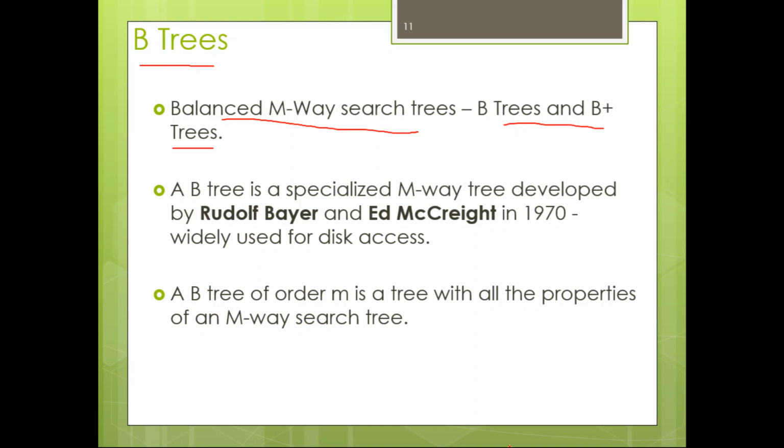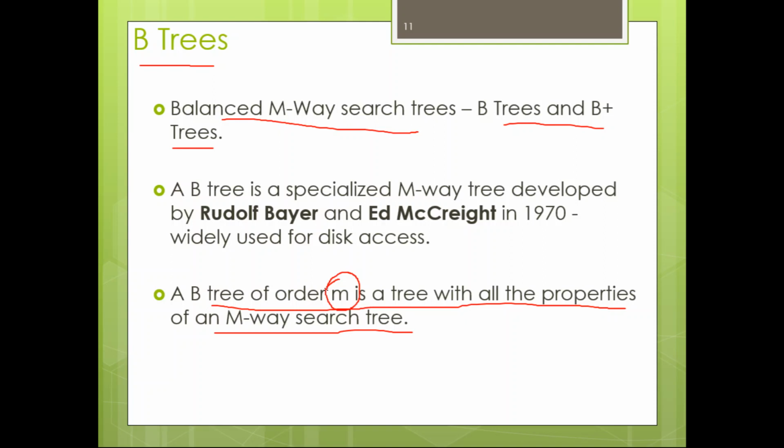And a B tree of order M is a tree with all properties of an M-way search tree. That is, a B tree includes all the properties of an M-way search tree. In addition to that, it has its own properties that we will be discussing. Okay, so a B tree of order M will include all the properties of an M-way search tree. In addition to that, it will also have its own properties.